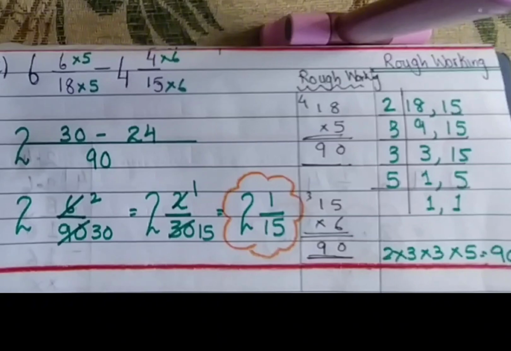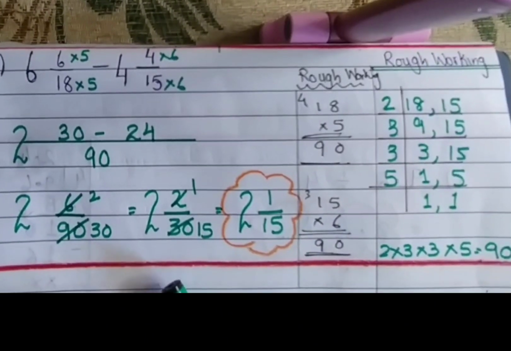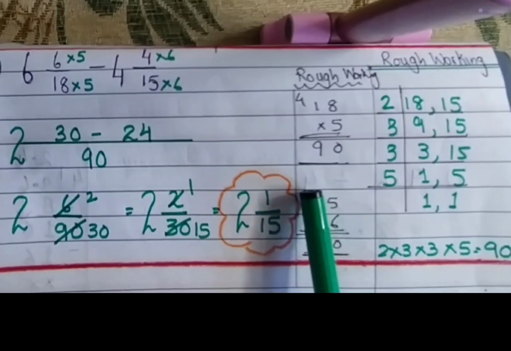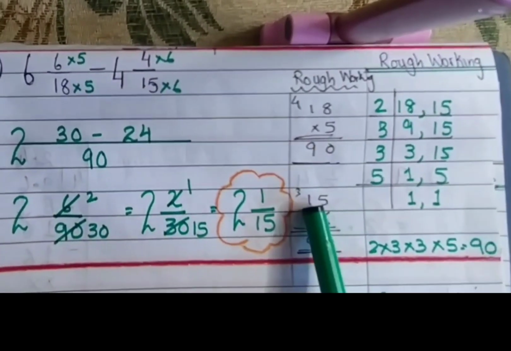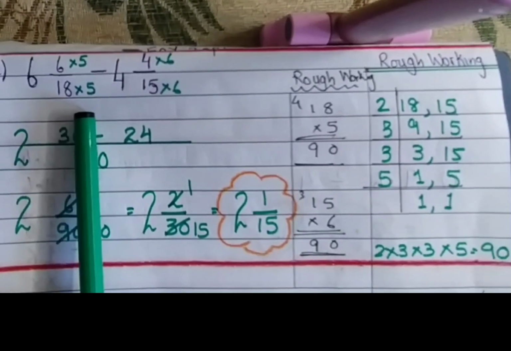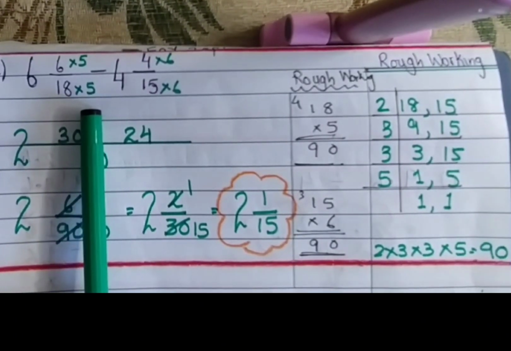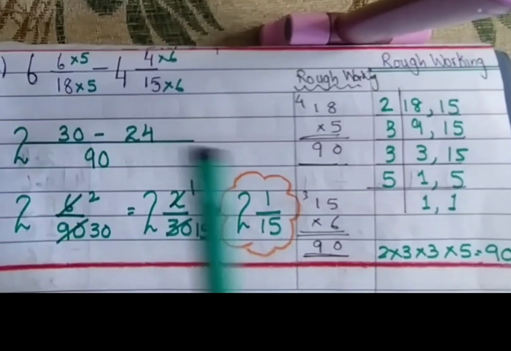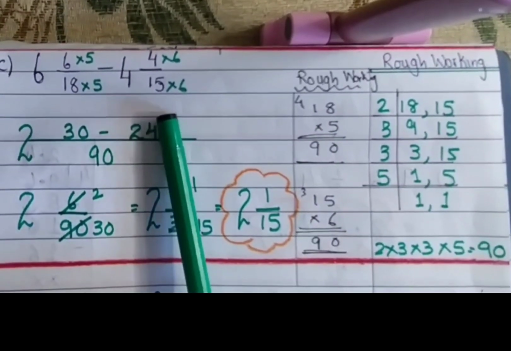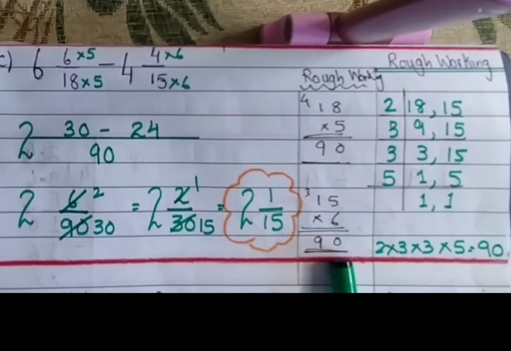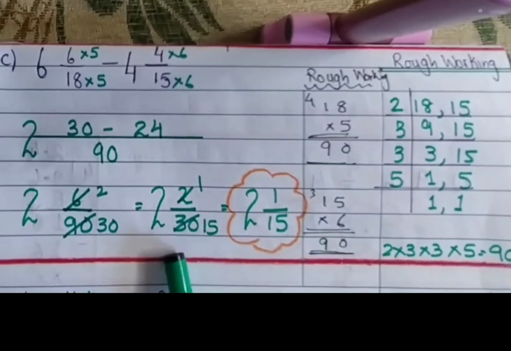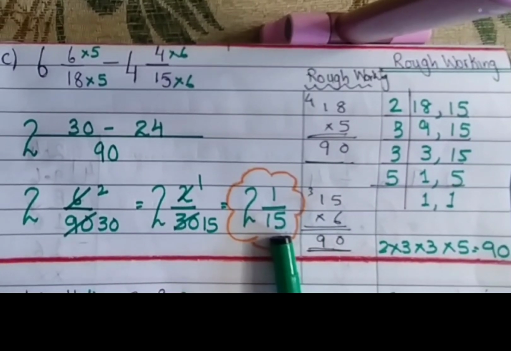Fractions, subtraction of fractions. Always remember, children, when you come across bigger numbers, multiply the numbers in a rough working column. My LCM was 90, so 18 multiplied by what is giving us 90 was quite difficult. So I just kept trying and I got 18 fives are 90, and for this denominator I got 15 multiplied by 6 gives me 90. So this is how I did this question, and my answer is 2 whole 1 upon 15.